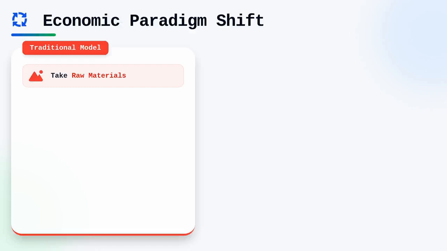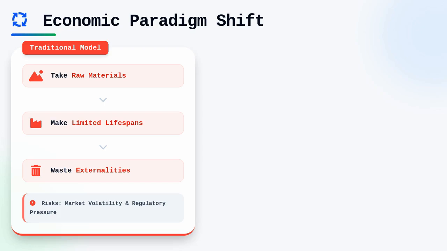The traditional economic model, often described as take-make-waste, functions on the assumption of infinite resource availability and unlimited capacity for waste absorption. We extract raw materials, process them into products with often limited lifespans, and ultimately discard them as externalities. This extraction-heavy dependency exposes firms to volatile commodity markets and significant regulatory risks related to waste management.